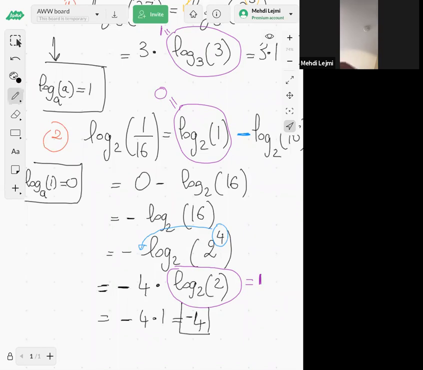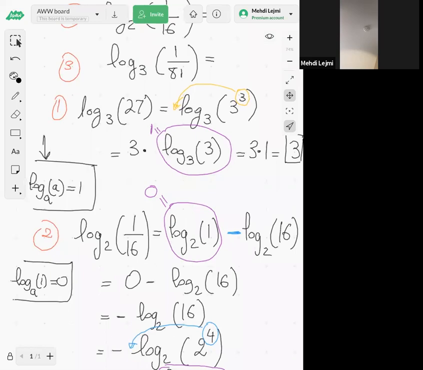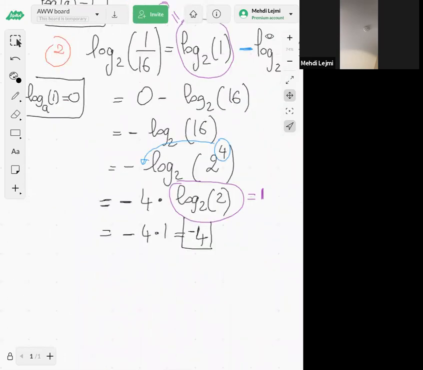So you see, guys, you can combine all these useful properties of the log, so then you can simplify your answer. Okay. Number 3, we had log in base 3 of 1 over 81. So number 3.